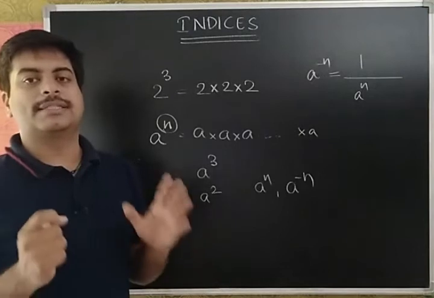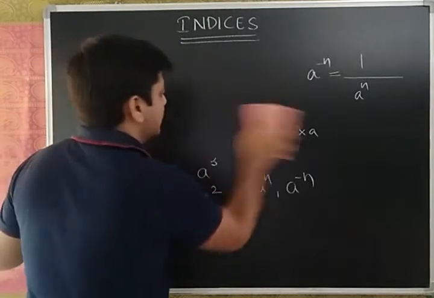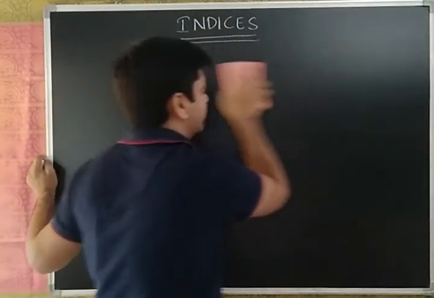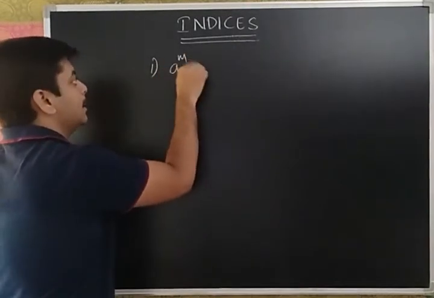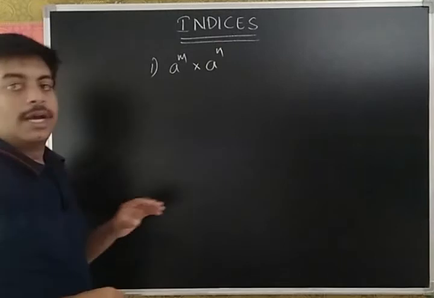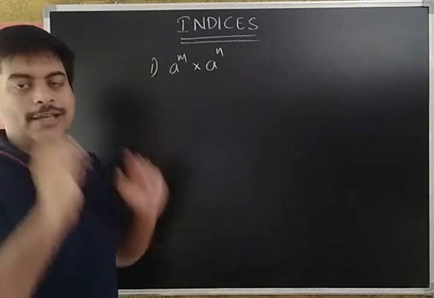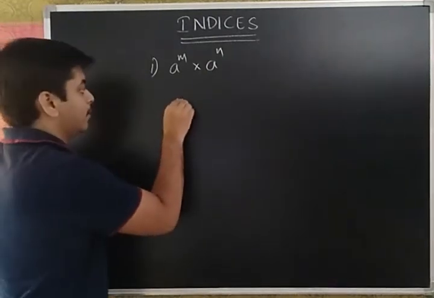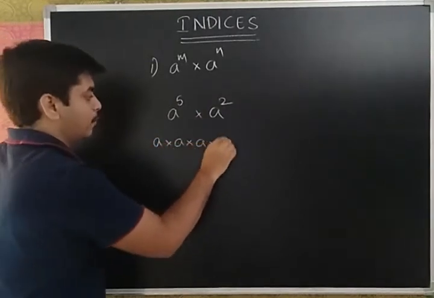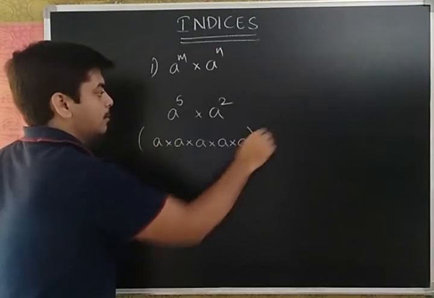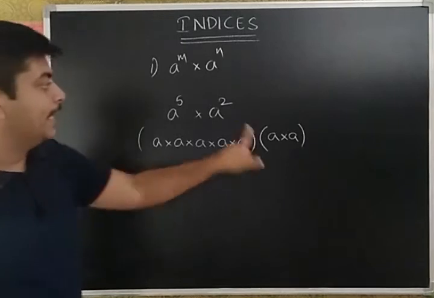Let us quickly see some properties of these indices. What is a power m into a power n? What is the meaning of that? See, I am writing the first property, that is a power m into a power n. That means you are multiplying a m times and you are multiplying a n times. I will give a small example. A power 5 into a square, let us say. You are multiplying a 5 times, 3, 4, 5, and you are also multiplying this with 2 times of a, that is a into a. A square is a into a.